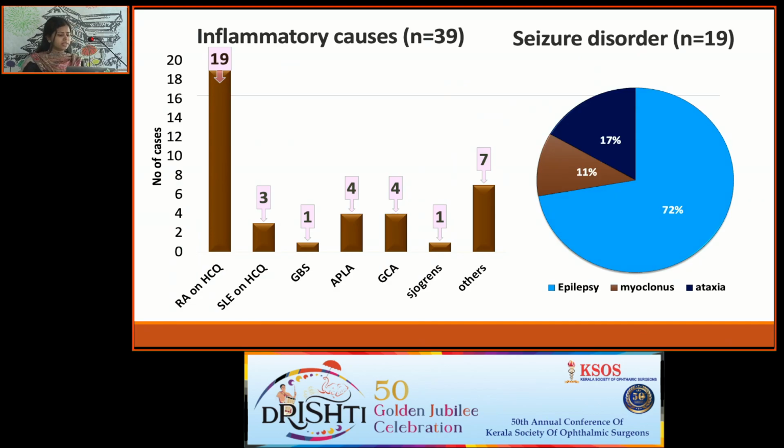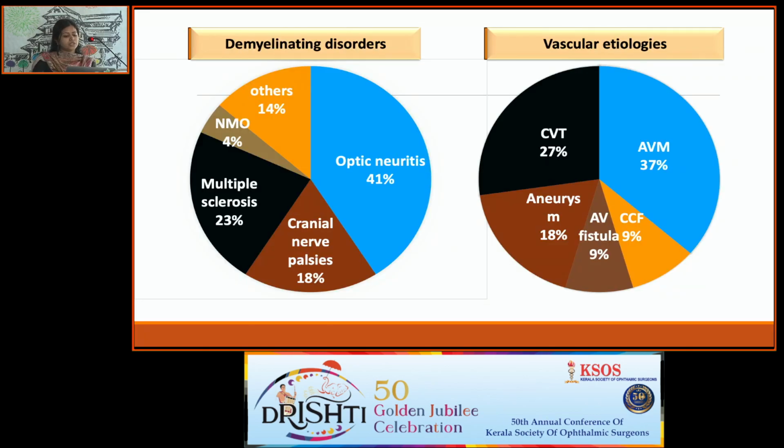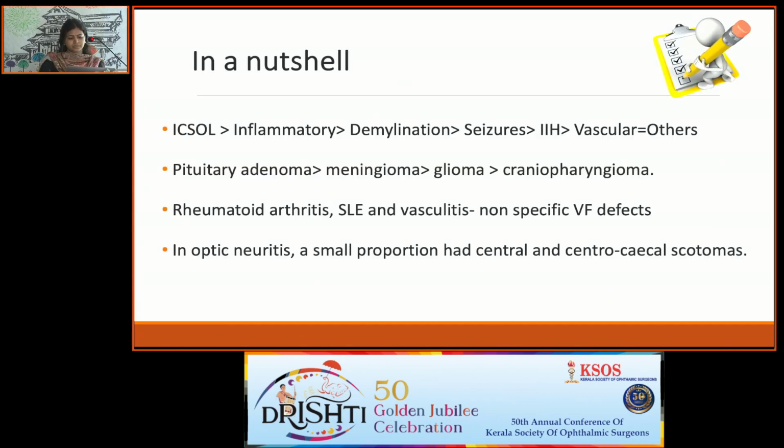Coming to the sub-etiology classification, the majority were arthropathies, followed by vasculitis, including giant cell arteritis. In seizure disorders, the majority were epilepsy, about 72%. Optic neuritis and multiple sclerosis comprise about 60% in demyelinating disorders. In vascular etiology, arteriovenous malformation was followed by cortical venous thrombosis. Only 9% of the patients were referred as carotico-cavernous fistula.